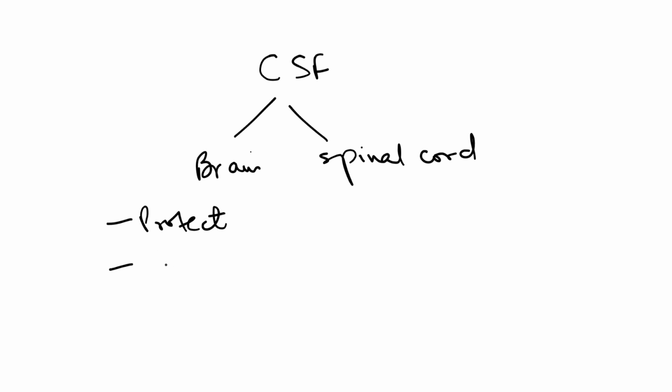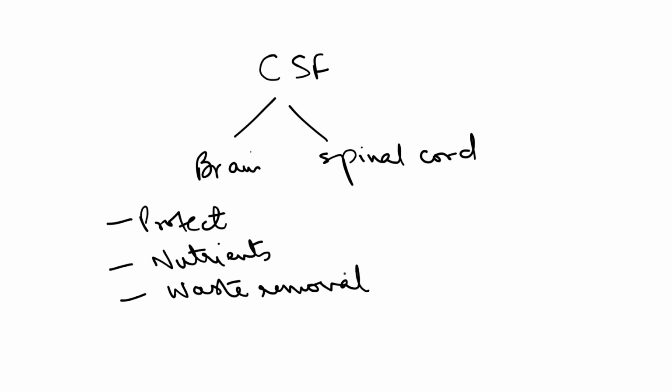It also provides nutrients and it takes the waste products away from the brain. So these are the major functions of CSF. The CSF is produced in a series of chambers called the ventricles.